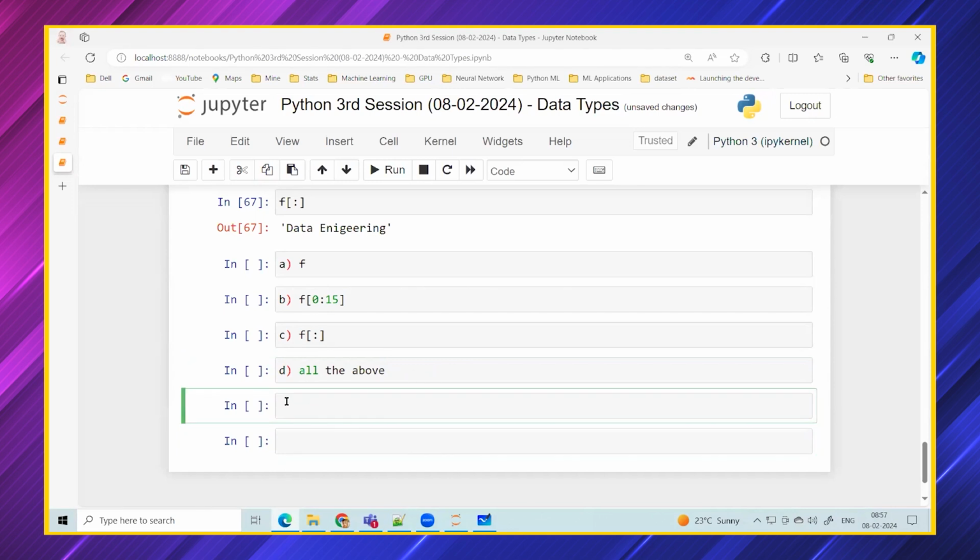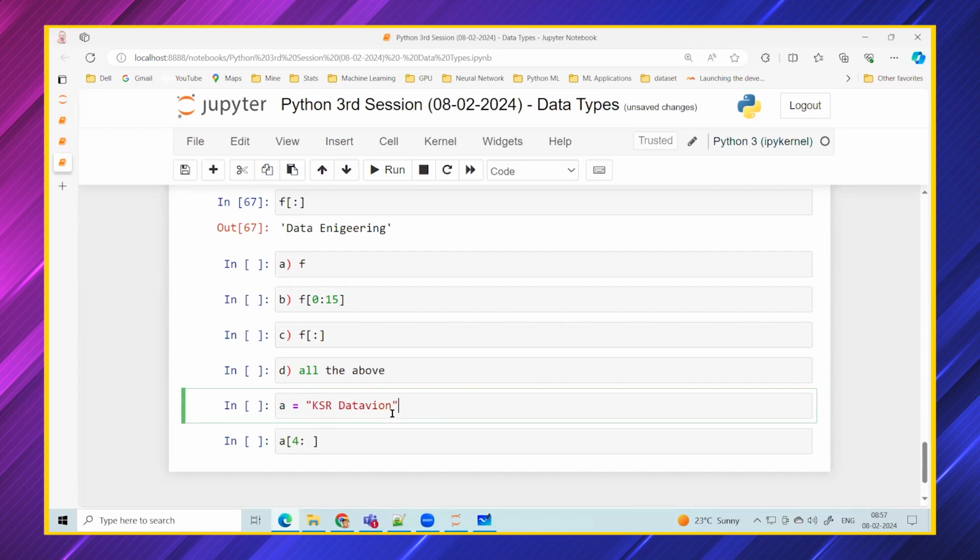Okay, listen carefully. A equal to KSR data vision. Now very important: in A of, I need to give the start position and end position. I will give the start position to be D. D means what? 0, 1, 2, 3, 4. So it should be 4.